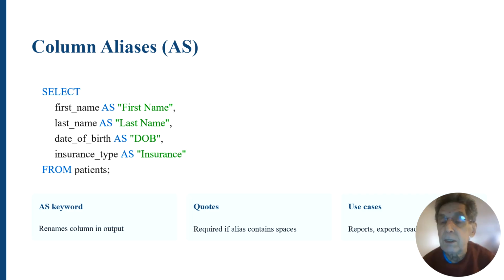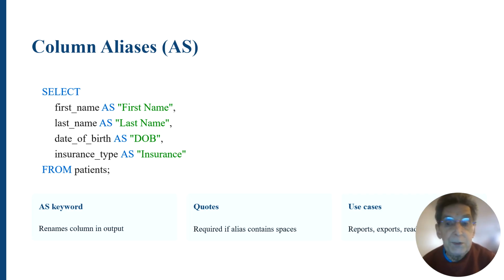Sometimes the column names in your database aren't ideal for your output reports. Maybe they use underscores, or they're just abbreviated, or they just don't match what your report needs to show. And that's where column aliases come in. The as keyword lets you rename a column in your output. In this example, we're selecting first name, but displaying over the top of the column as, quote, first name, with a space in there. And we're selecting date of birth, but calling it DOB in the output.